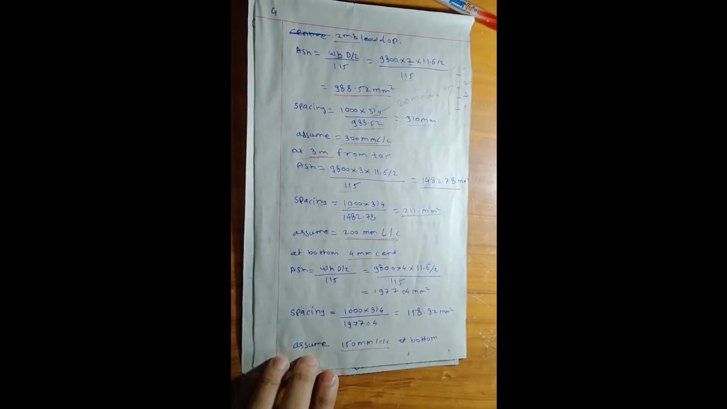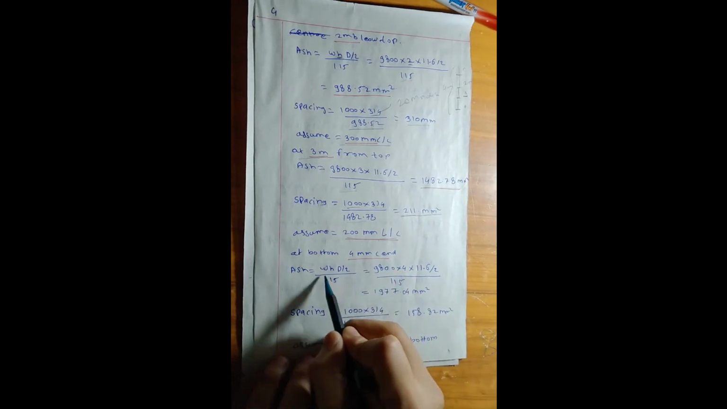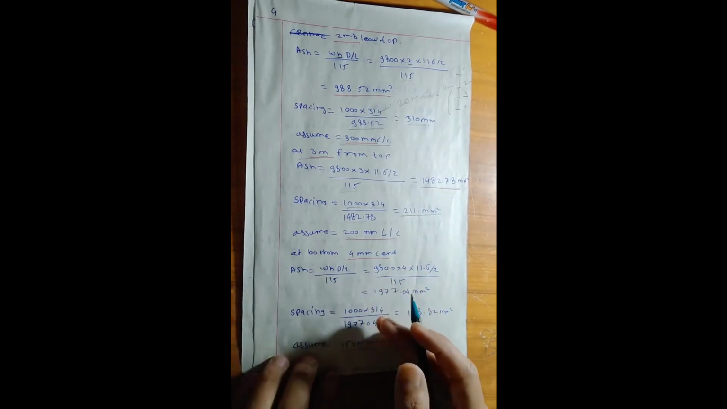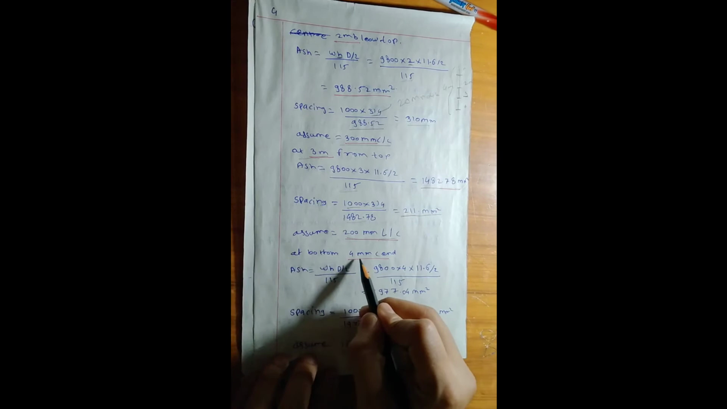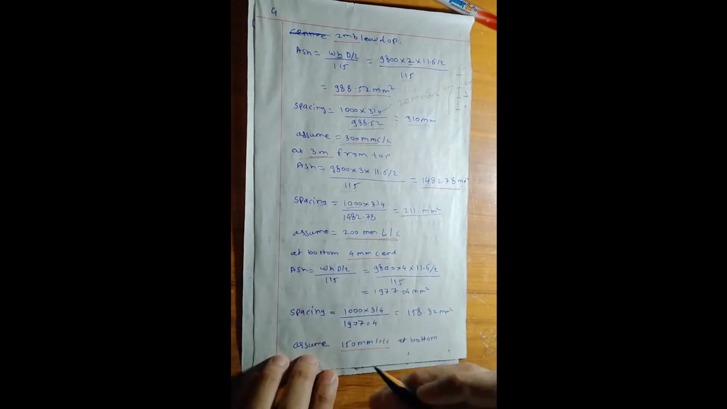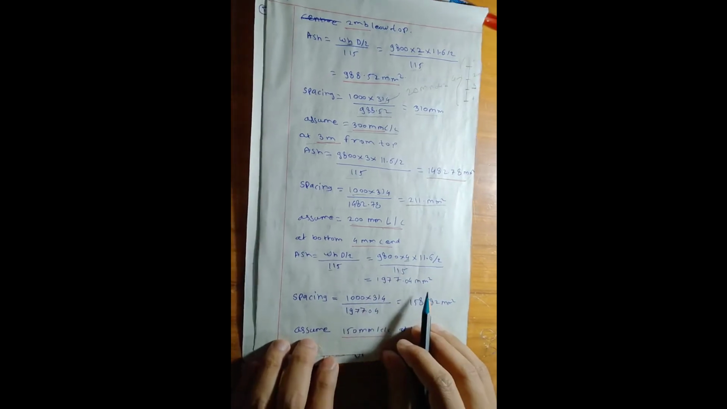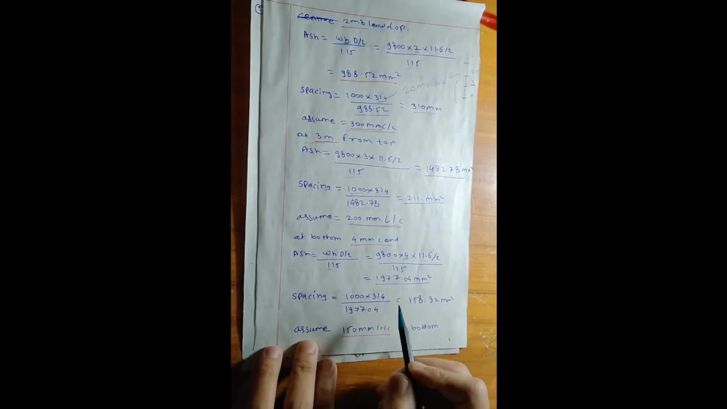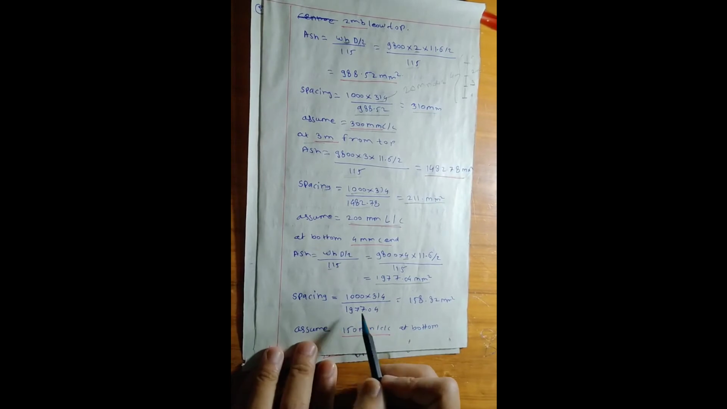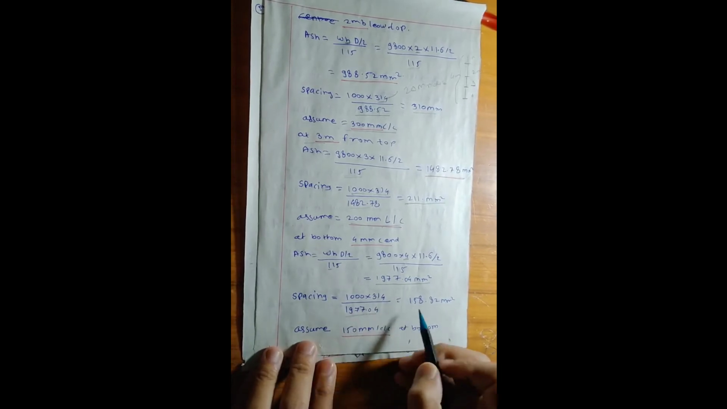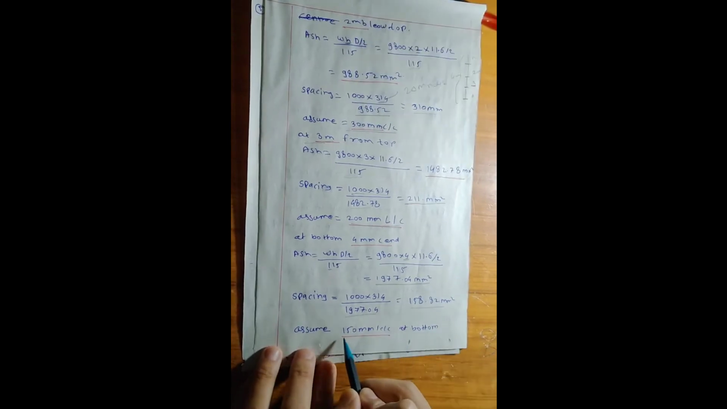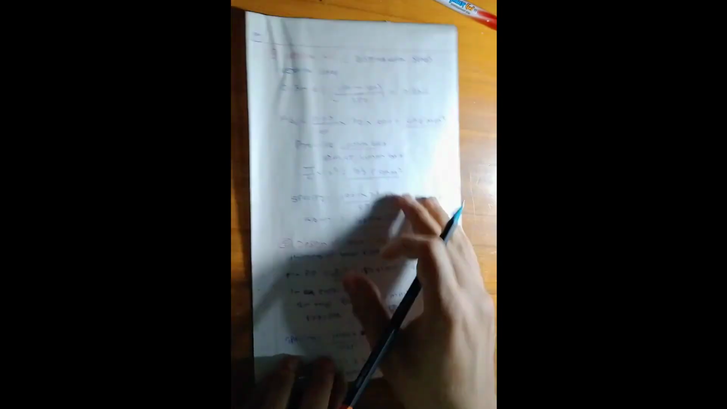At the bottom, the stresses are maximum, because hydrostatic pressure is maximum. So at the bottom, 4 meter end, WHD by 2 into 115, where H is equal to 4, we get AST as 1977.04. Spacing is 1000 into 314 divided by 1977.04, which is 158.82. Let us assume 150 mm center to center at the bottom of the tank.